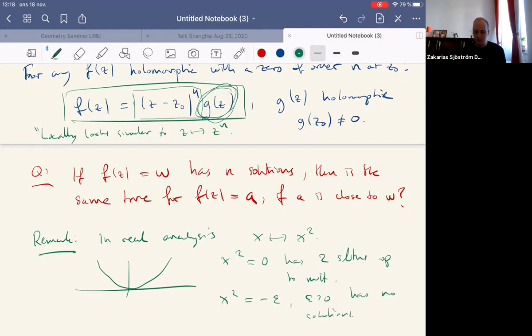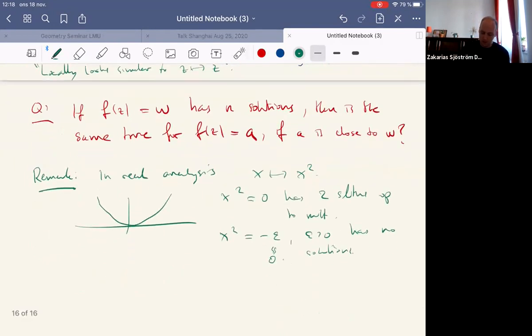So it means that even though epsilon is really approximately 0 here, and the equation x squared equals 0 has exactly two solutions, the equation x squared minus epsilon loses all of its property. So for real analysis, this is not an open property, so to speak. But locally, the number of zeros of an equation is preserved.